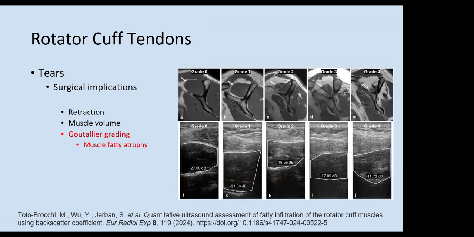We also use the Goutallier grading system for the muscle fatty infiltration. The more fatty infiltration of the muscle, the worse the prognosis for these patients. And you can quantify Goutallier fatty infiltration either on ultrasound or on MRI. Either way, it's helpful. The more fat, like grade 4, for example, is definitely not going to be surgically reparable, and that's because the muscle has already died away and is not viable anymore.